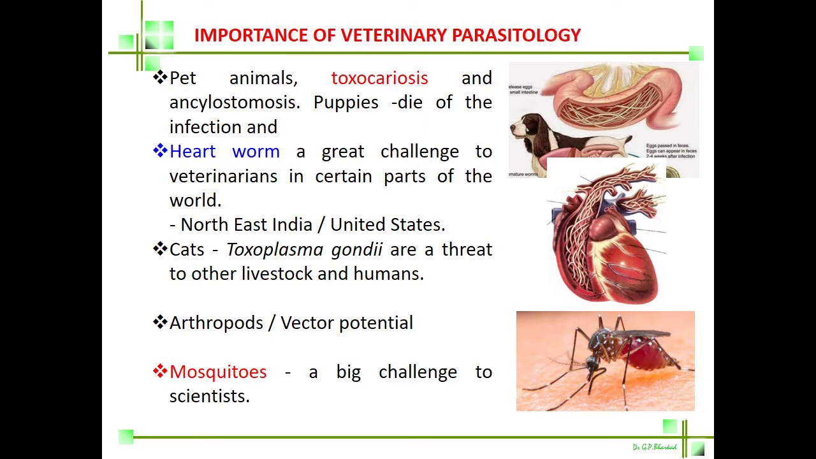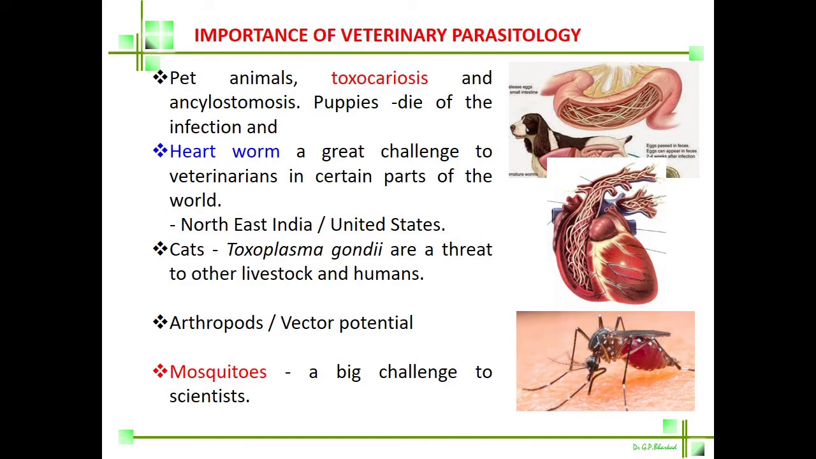Besides this, arthropods or ectoparasites cause many losses to animals by sucking blood and creating injuries in the skin. But in addition to that, they have great vector potential. They are responsible for transmitting many deadly diseases, especially protozoan diseases, in animals and also in human beings. The best example is the mosquito.